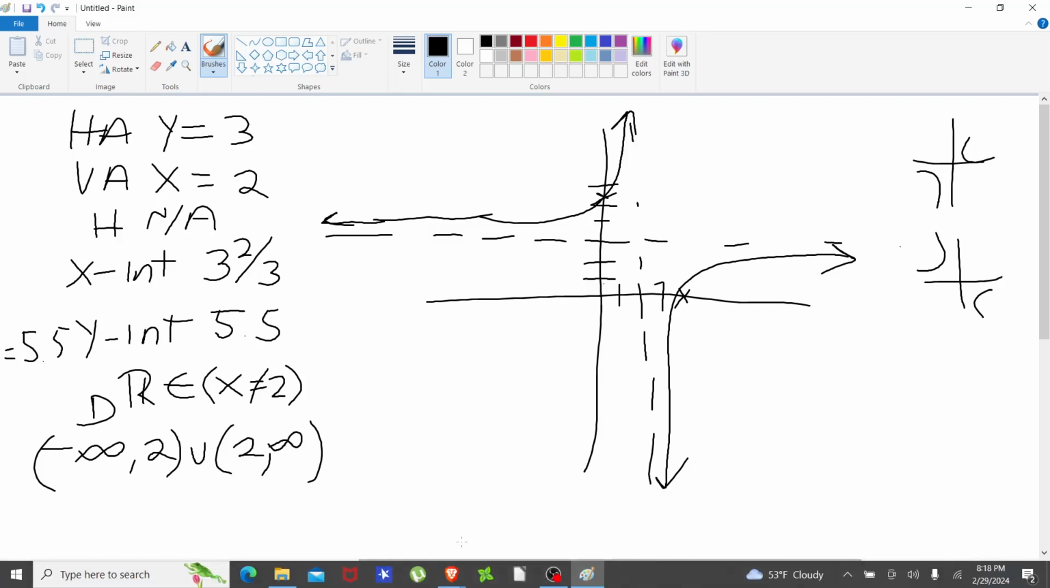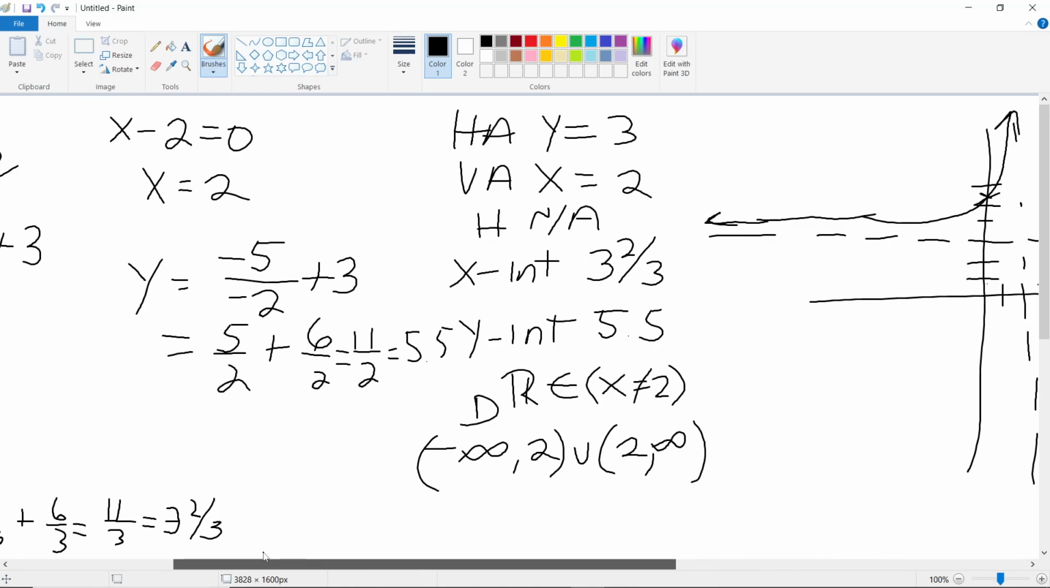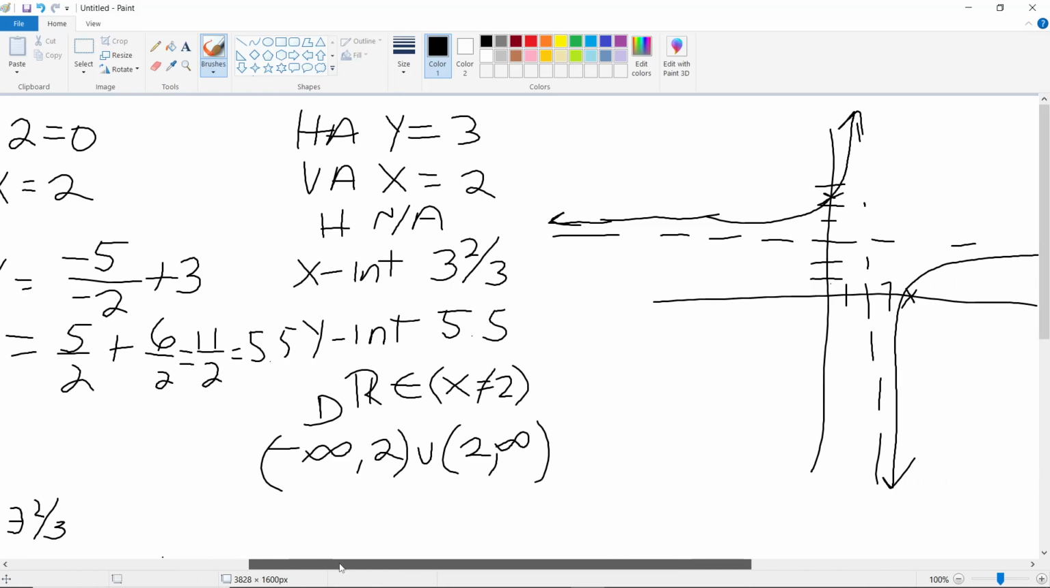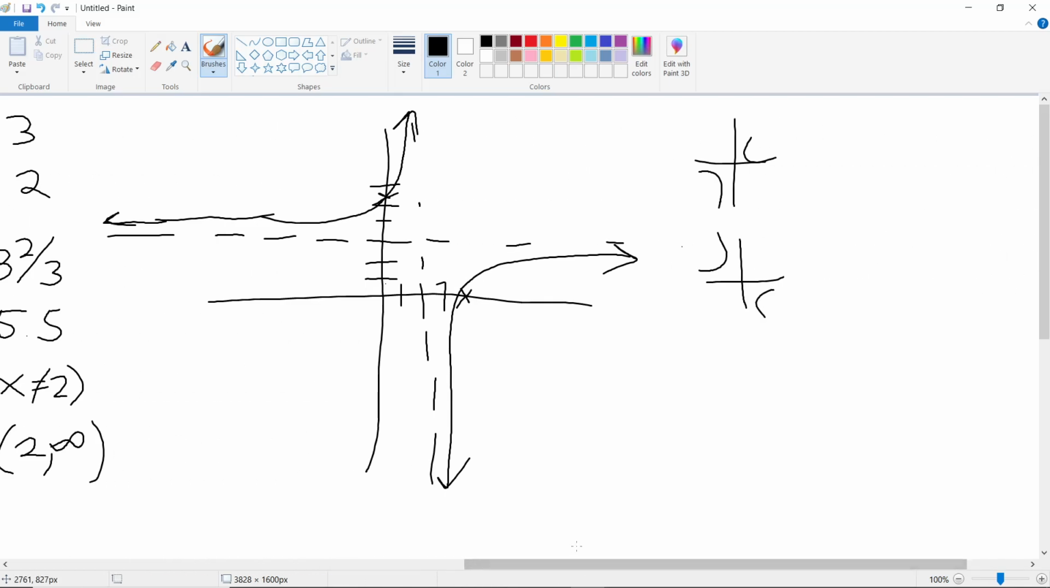Negative 5 over x minus 2 plus 3, horizontal asymptote, y equals 3, vertical asymptote, x equals 2. Holes, none. X-intercept 3 2/3, y-intercept 5.5. The domain is all real numbers such that x does not equal 2, or negative infinity to 2 in union with 2 to infinity. And that's what the graph looks like.